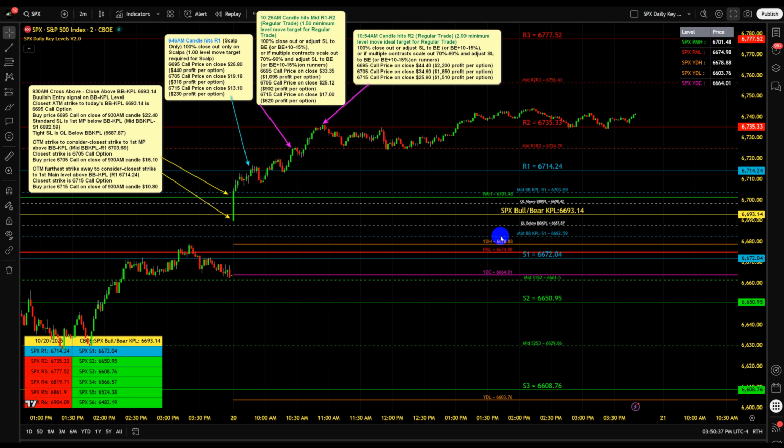And as you can see here, here are the PMH, PML, YDH, YDC, and YDL. And we did talk previously about confluence. So these levels can come into play as being important on many days when there is confluence between them and the other levels.